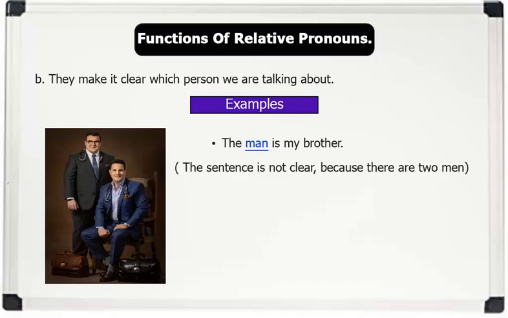So use a defining relative pronoun. The sentence becomes: the man who is standing is my brother. The relative pronoun who defines the particular man. It makes it very clear that it is the man standing on the left that is my brother. Let's go over to examples of relative pronouns.